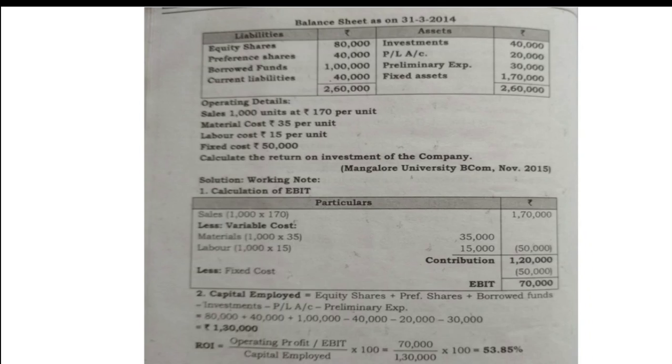Then we put these amounts into the formula. ROI is equal to operating profit or EBIT divided by capital employed, multiplied by 100. We have calculated EBIT as 70,000, divided by 1,30,000 capital employed, multiplied by 100. So we get 53.85%. This is the simple method to calculate return on investments in exams.